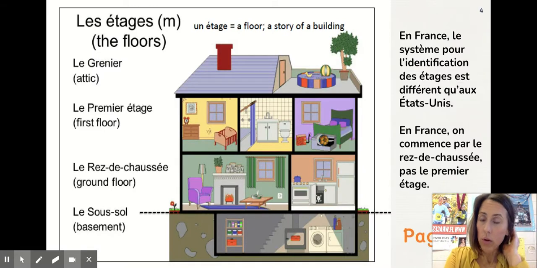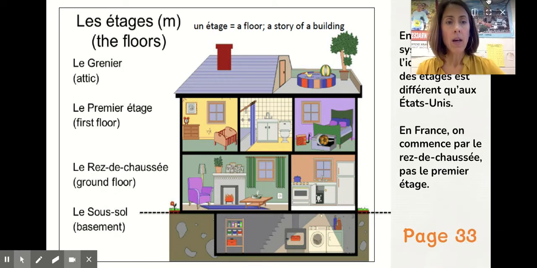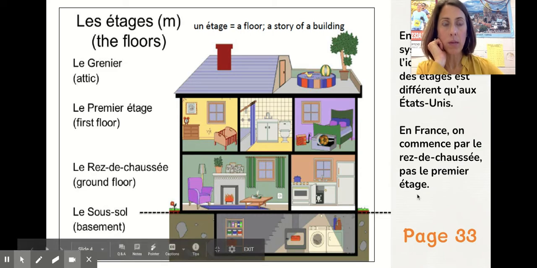Okay, so the word for a floor, meaning like the story of a building, is un étage. So if we look at les étages d'un immeuble, un immeuble means a building. En France, le système pour l'identification des étages est différent qu'aux États-Unis. So the system for identifying floors in a building is different than in the United States. En France, on commence par le rez-de-chaussée, pas le premier étage.